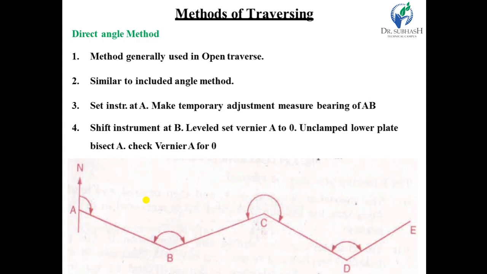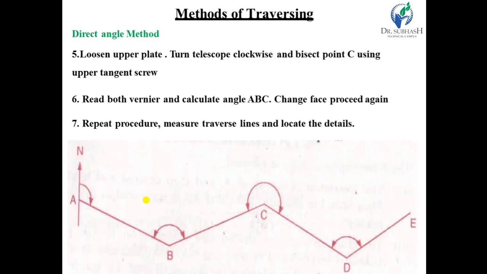And that method is similar to the included method. Set the instrument at A and make a temporary adjustment to measure the bearing of AB. Shift the instrument to B, level it, set vernier A to 0, unclamp the lower plate, bisect A and check that vernier A reads 0. Loosen the upper plate, turn the telescope clockwise and bisect point C using the upper tangent screw. Read both the verniers and calculate angle ABC.